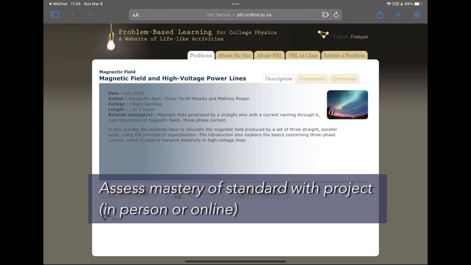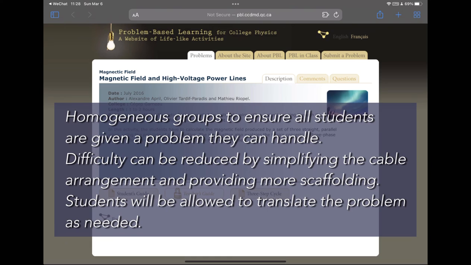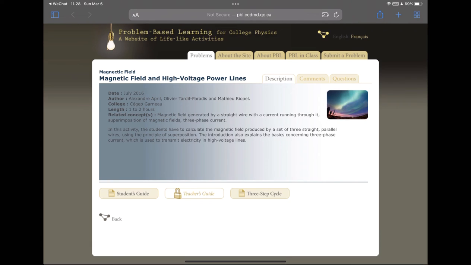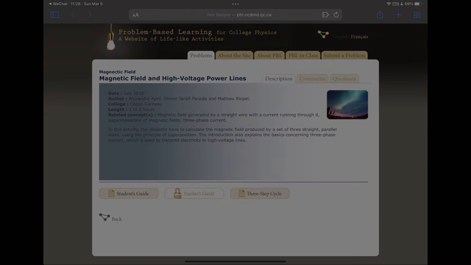Finally, to assess mastery of this topic, the students will work in homogeneous groups on a project, which I will adapt from this Canadian PBL site. The project asks students to consider safety issues with magnetic fields from power lines. This will require them to use the formulas from the unit and apply them to a real-life situation. These groups will be homogeneous so that the instructions can be differentiated and scaffolded to different degrees depending on physics ability and on language ability. For example, I may reduce the number of power lines and have a simpler geometry for students who've been struggling. I will also let them translate this project.